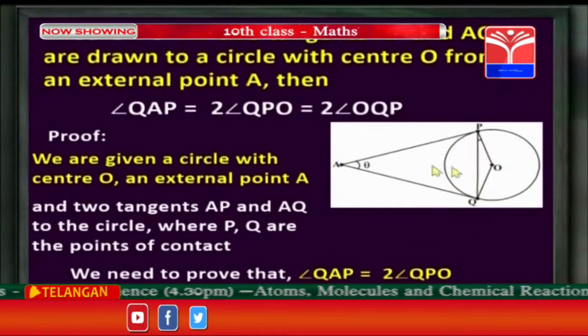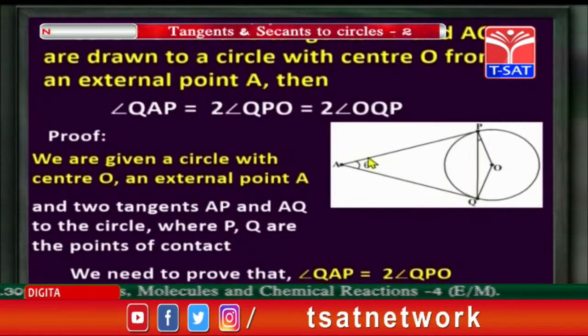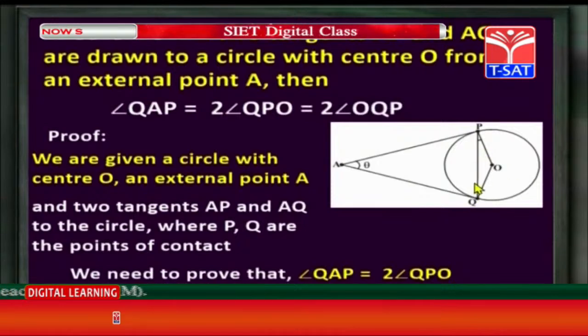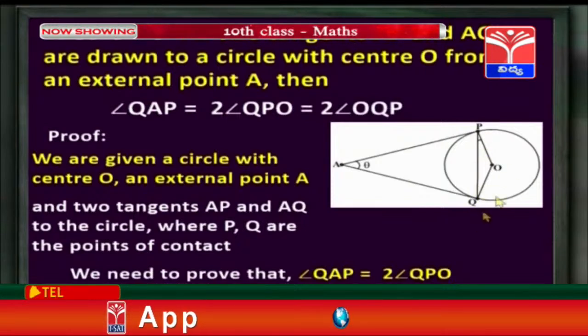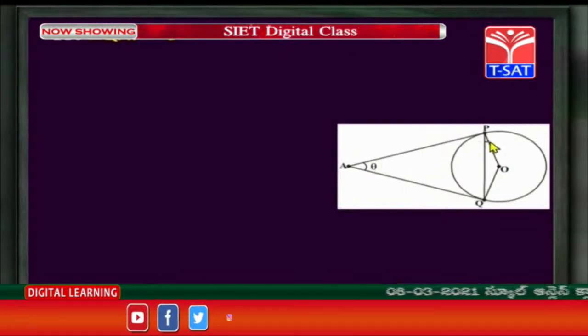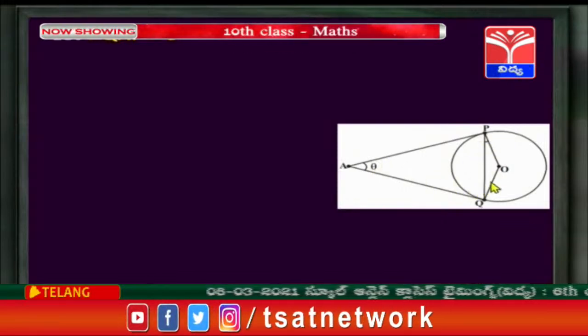We need to prove that angle QAP is equal to 2 times angle QPO or 2 times angle PQO. Let angle QAP be equal to theta. Observe here, suppose I am taking it as theta. Then what do we need to show? I need to show this is theta by 2 and this also theta by 2.